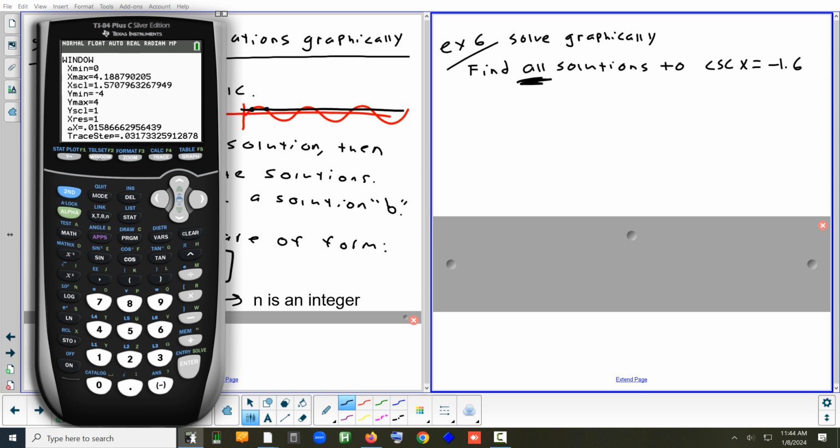And so you don't get confused, set your window to one cycle. Then you can see all the answers that you need. What's the cycle length or period length of cosecant? No transformations at all. 2 pi. So set your window 0 to 2 pi. Now you're not looking at anything you don't need to. Whatever you see for intersections on the screen, you need to write them all down. It goes up and down forever. We just need to make sure we'll see negative 1.6. And we will.